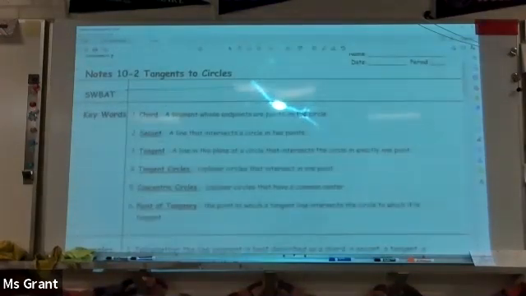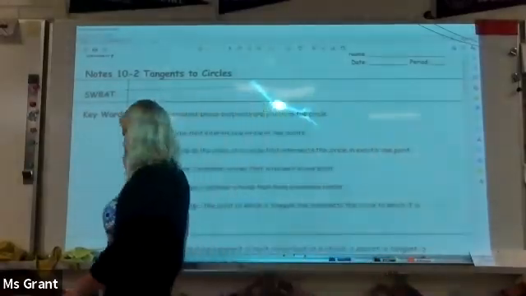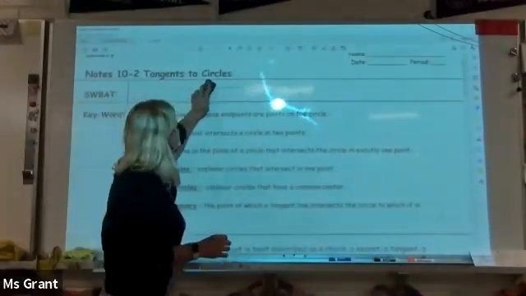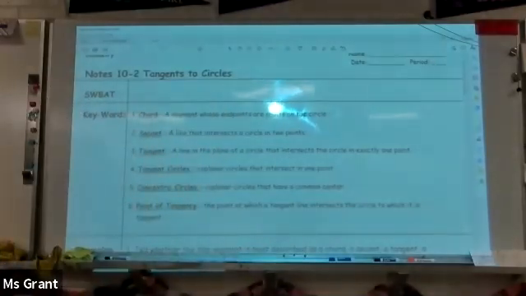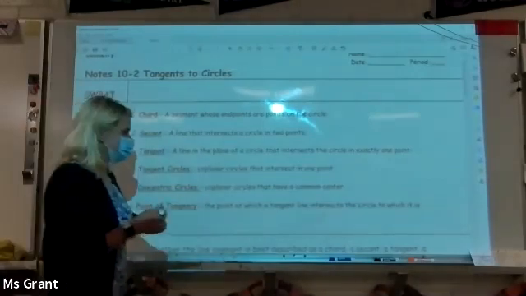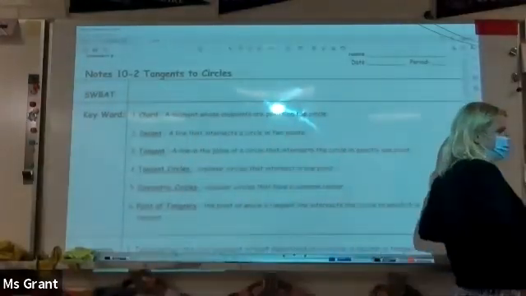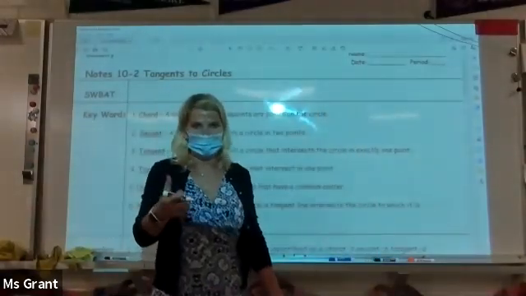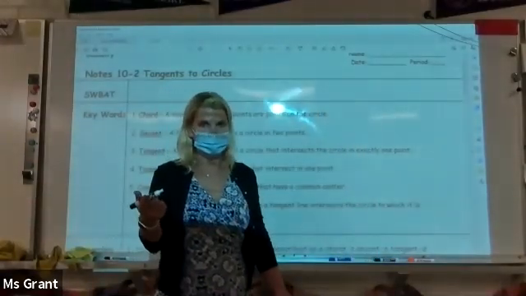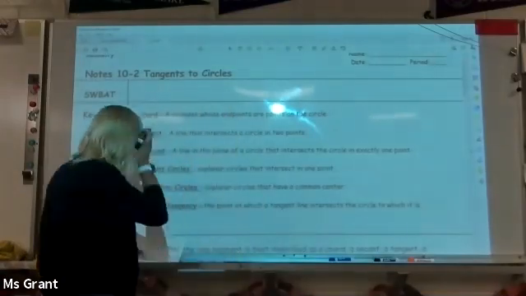All right, lesson 10.2, tangents to circles. Tangent is the name of a line. You guys don't need your homebooks out. All right, so what is it that we're doing today? We are identifying parts of a circle. The only thing that we've talked about so far is a radius and a diameter. So we're going to learn a lot more today.